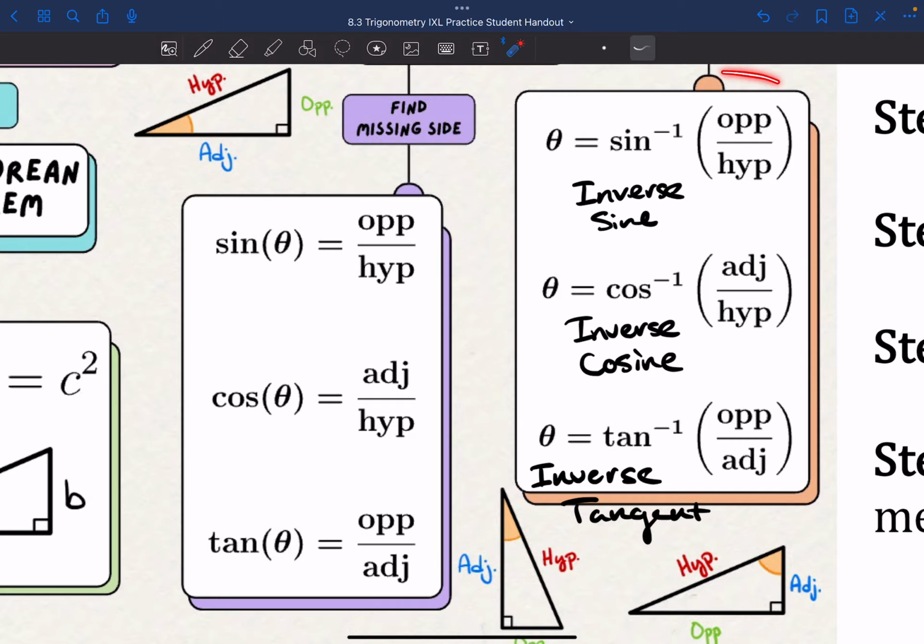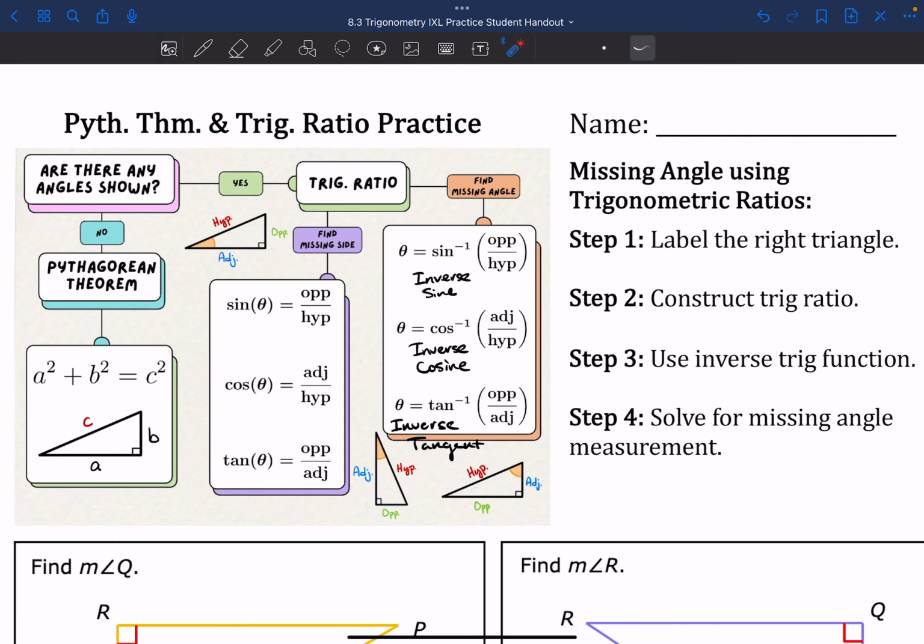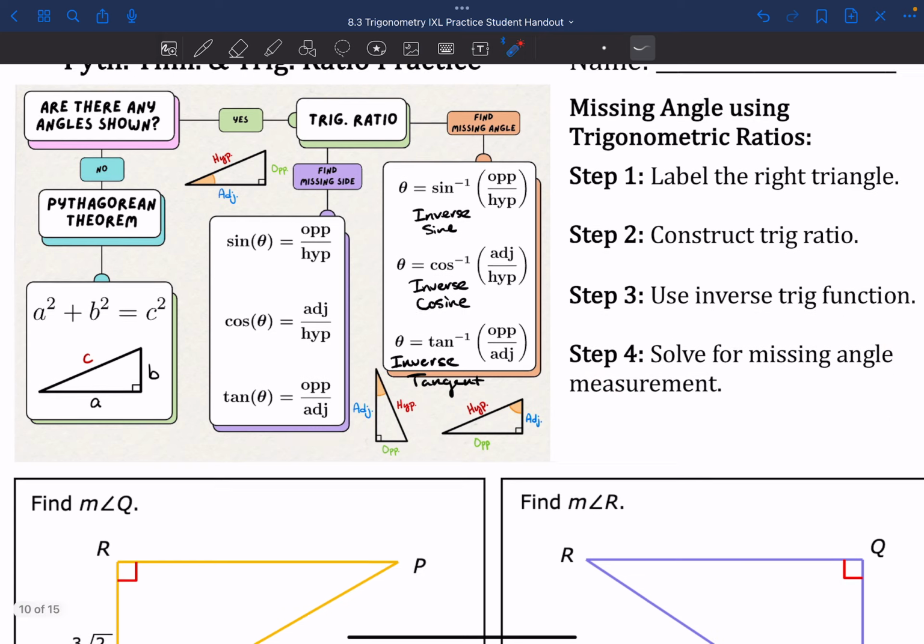Let's apply these inverse functions to find missing angles. The process is pretty much the same as what we were doing before, but now we're going to use these inverse functions. Step one, we're going to label right triangles. Then we're going to construct the trig ratio that applies to our situation from the given information. Then we're going to use the inverse trig functions to solve for that missing angle measurement. So let's dive into it.